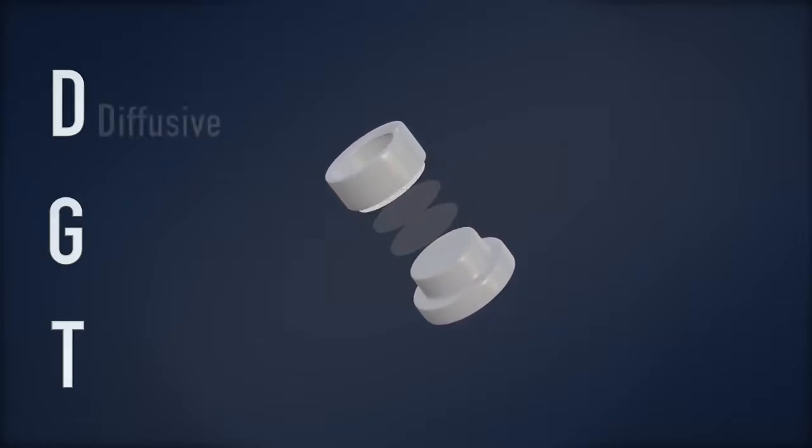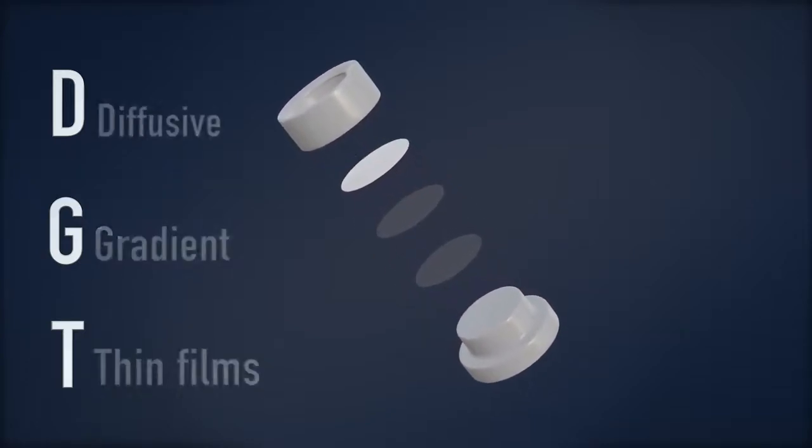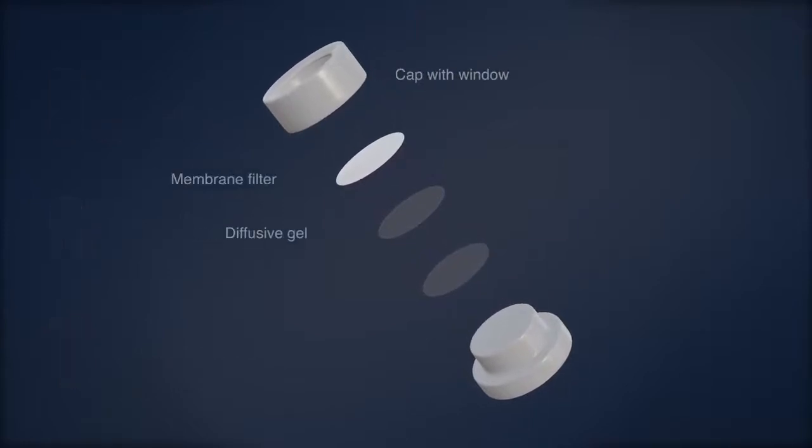DGT stands for diffusive gradient in thin films. A DGT is a passive sampler that is deployed directly in waters for 5 days, allowing the labile metals to accumulate onto the Chelex 100 gel layer of the device during the entire deployment period.